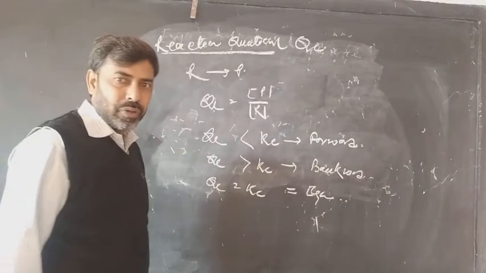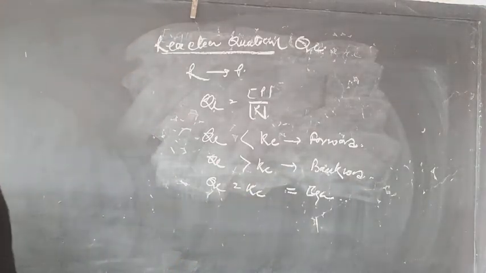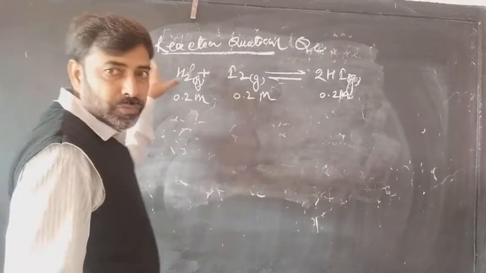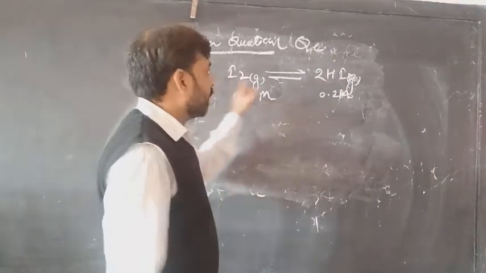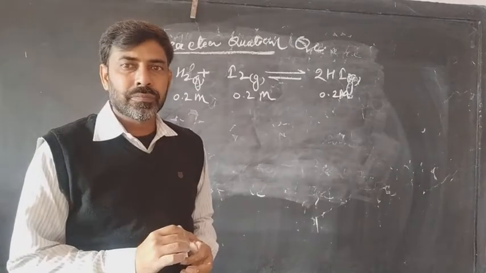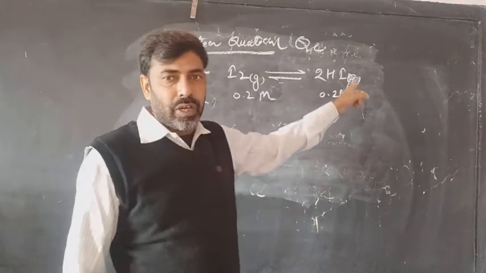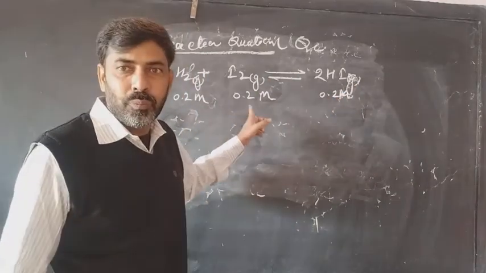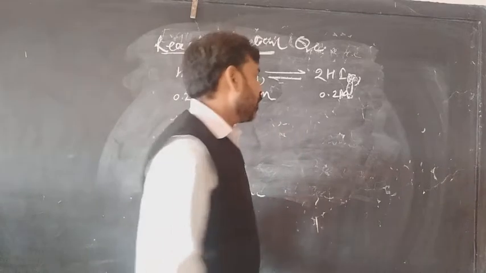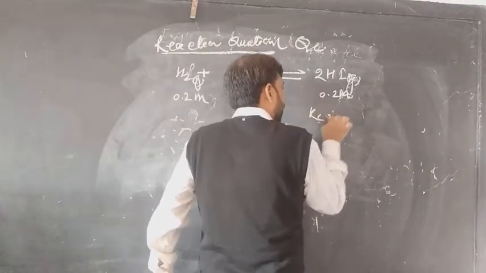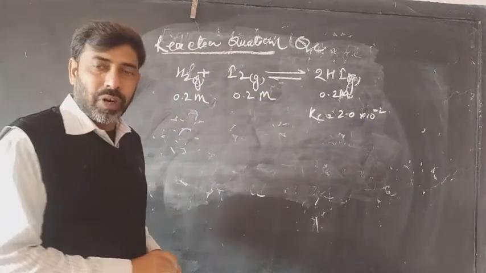I think it's clear to all of you. I am taking a question to show the condition. For a chemical reaction where hydrogen is reacting with iodine to yield hydrogen iodide, and all the reactants and products are in the gaseous phase, if the concentration of each component, that is hydrogen, iodine and hydrogen iodide, is 0.2 molar each, and the value of Kc equals 2.0 into 10 to the power minus 2, then what is the direction of the reaction?